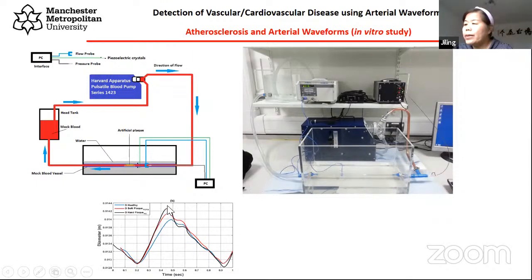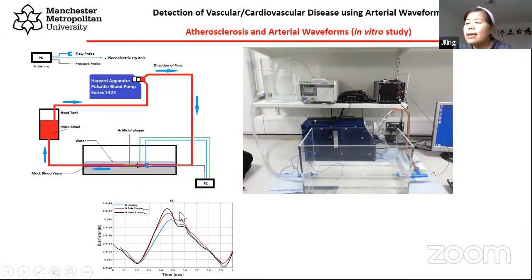So this blue one, that is for the diameter for the healthy vessel, that means there's no plaque. And the red one, that is for one type of the plaque, we call that unstable or vulnerable plaque. Here we put that soft plaque, and this black solid curve represents the hard plaque.